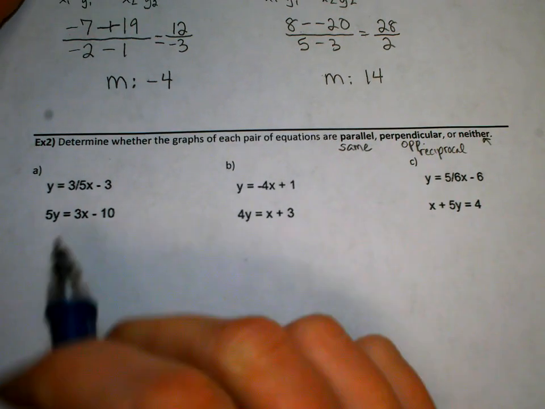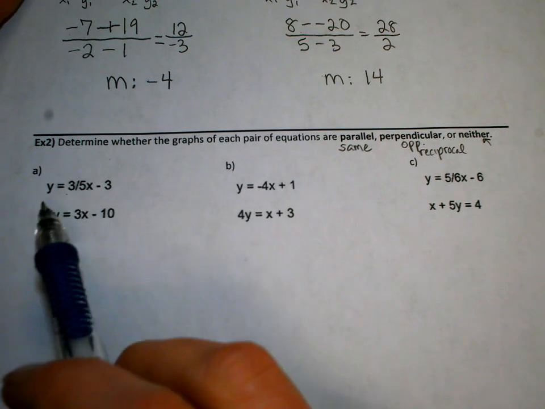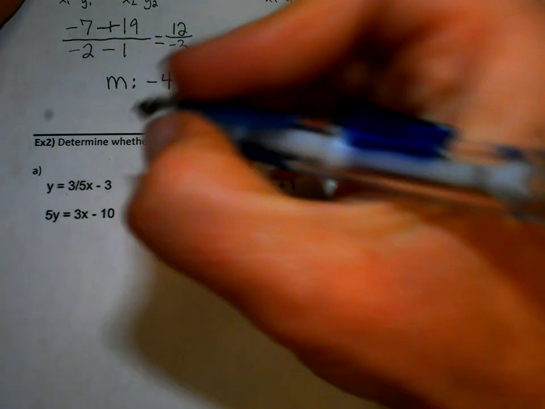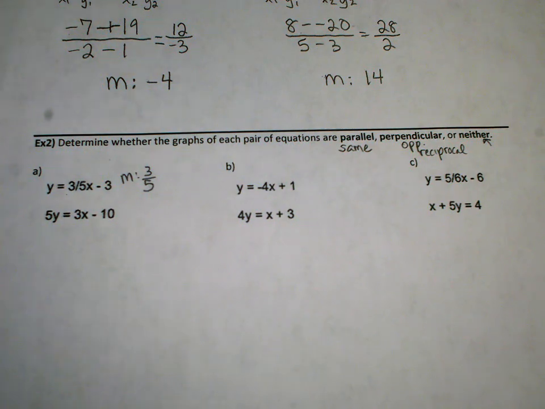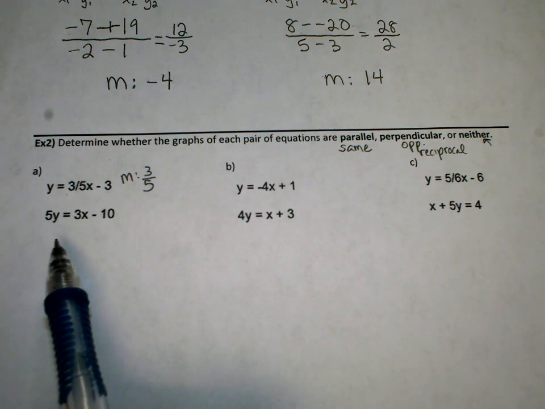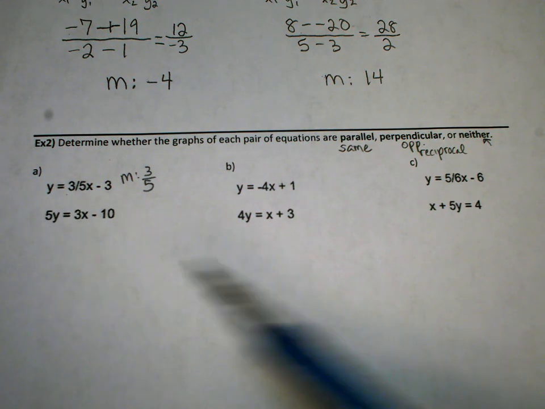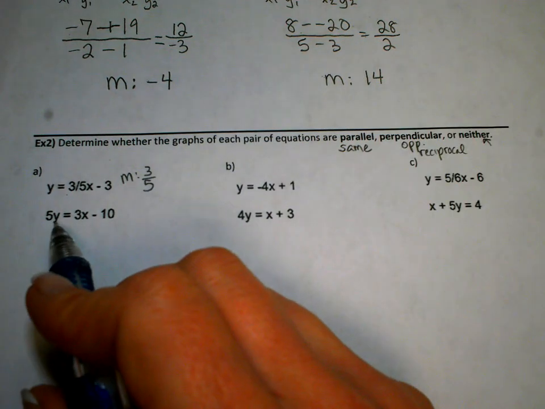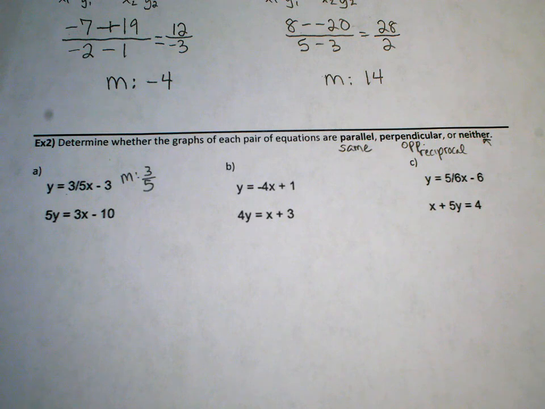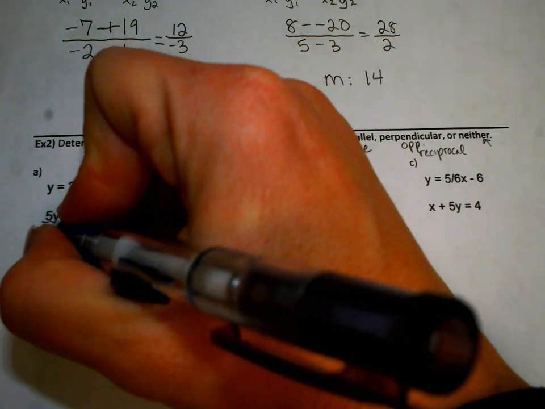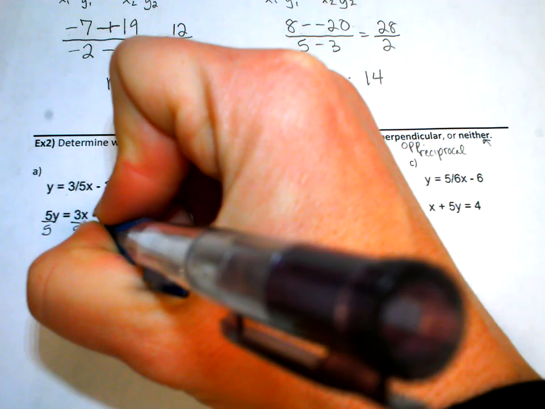All right, so starting off on part A, y equals 3/5 x minus 3. So my slope here is 3 over 5. Now, the second equation that I have isn't in slope-intercept form. So I need to do a little bit of work. I need to get y alone. So what do I do with the 5? I hope you said it out loud in your room all by yourself. Divide by 5. Great. Everything divides by 5.